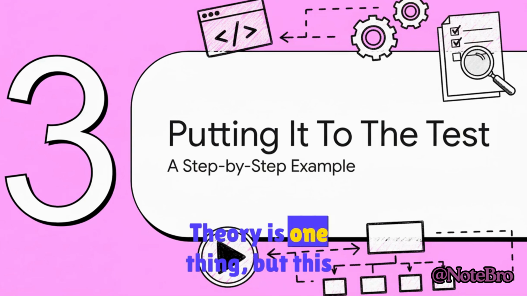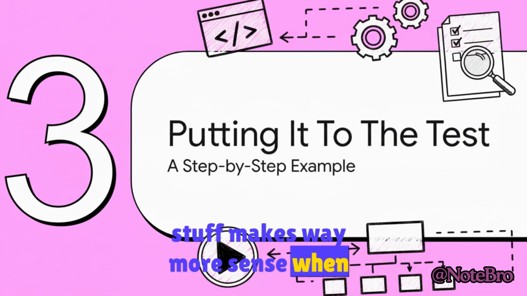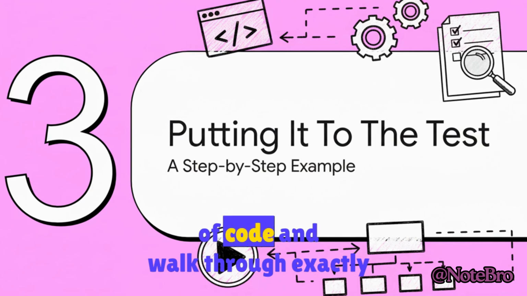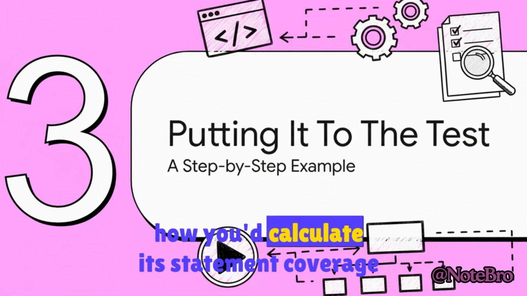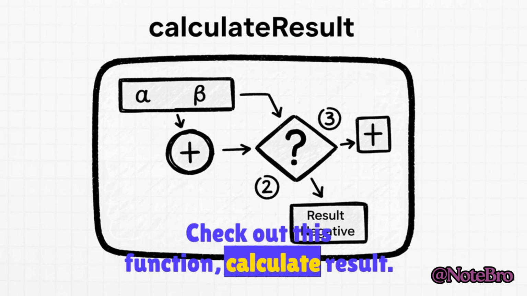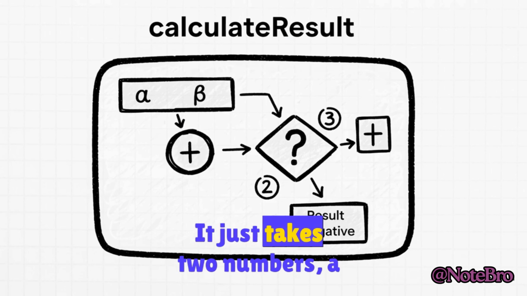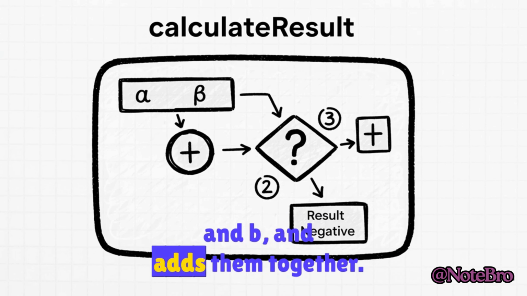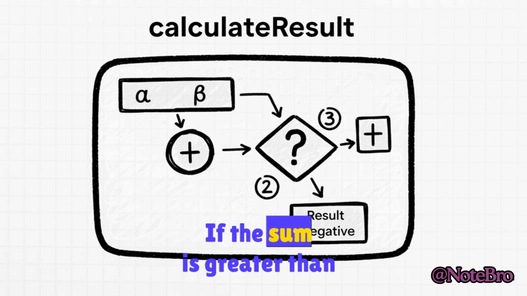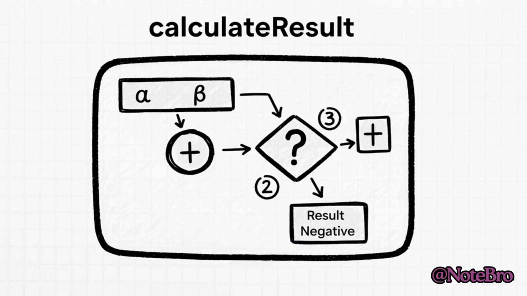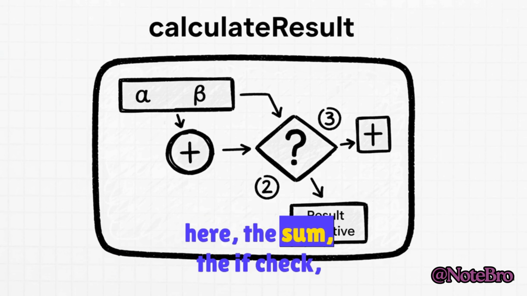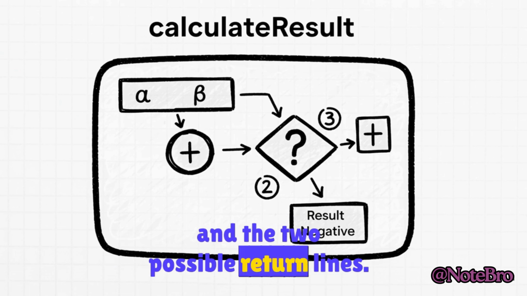All right, theory is one thing, but this stuff makes way more sense when you see it in action. So let's get our hands dirty. We're going to take a simple piece of code and walk through exactly how you'd calculate its statement coverage, step by step. Okay, check out this function, calculate result. It's super simple. It just takes two numbers, A and B, and adds them together. Then it hits a fork in the road, an if statement. If the sum is greater than 0, it does one thing. If not, it does something else. So we have 4 executable statements here, the sum, the if check, and the 2 possible return lines.